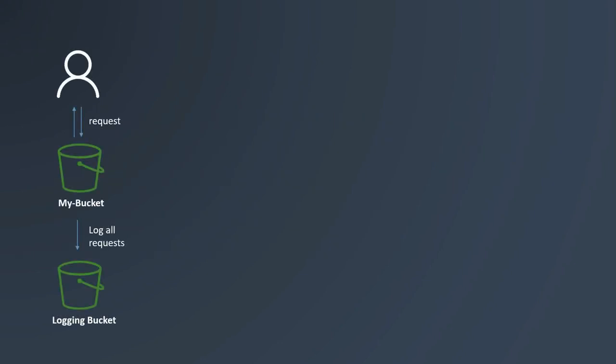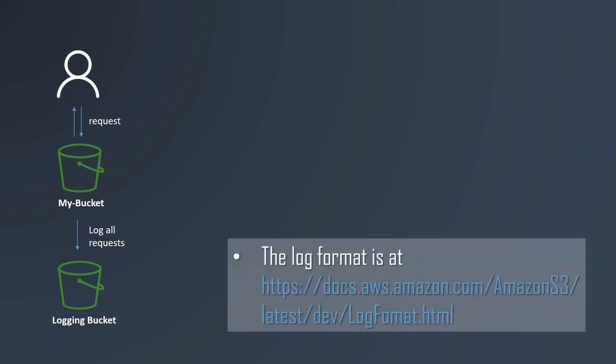We make a request to a bucket, and that bucket has been enabled for logging into another bucket, the logging bucket. Once we have enabled the S3 access logs, all the requests will be logged into the logging bucket. So it's very easy, very simple, and the log format is defined here. If you are interested in how we can read this log, just click on this link.